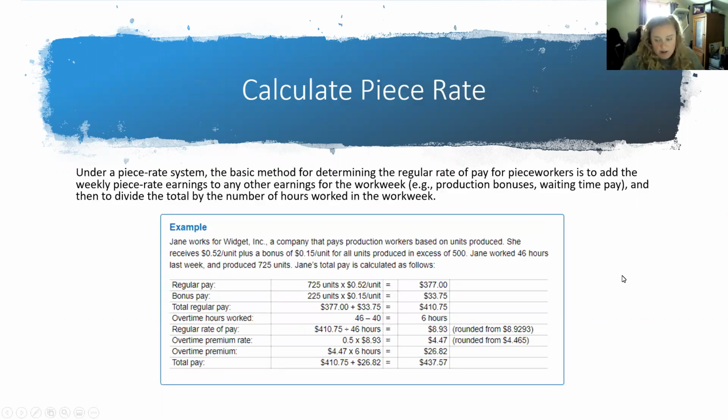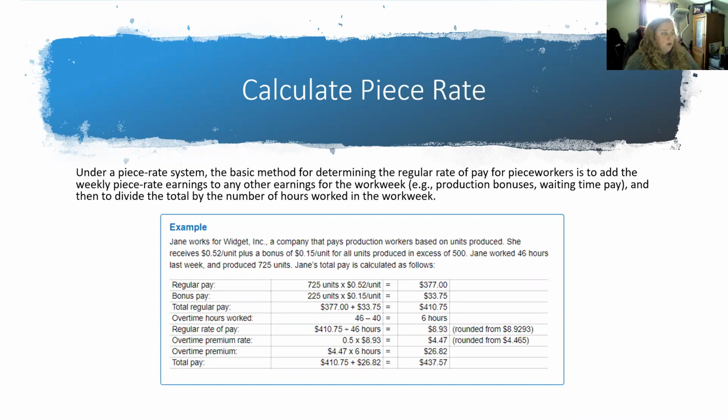So piece rate is another complicated, super fun way that we get to calculate regular rates of pay. Under a piece rate system, the basic method for determining the regular rate of pay for piece workers is to add the weekly piece rate earnings to any other earnings for the work week. So if they get any bonuses or anything like that for the work week because they produced extra, that would also have to be included in their pay for the week. And then once you find all of that, you divide by the total number of hours that they worked.